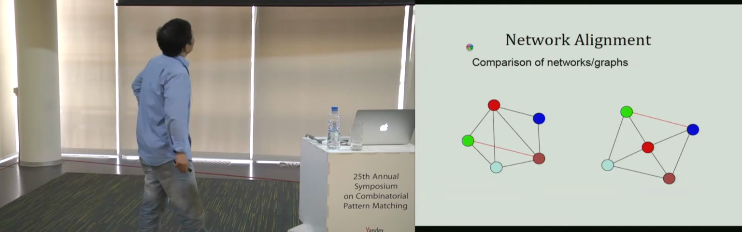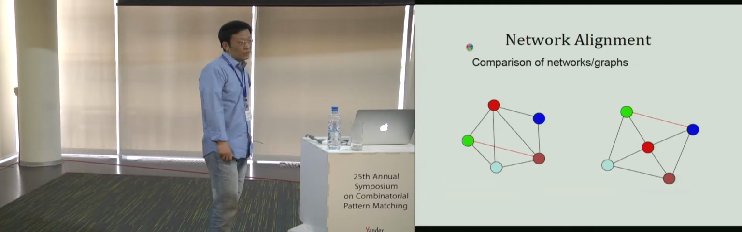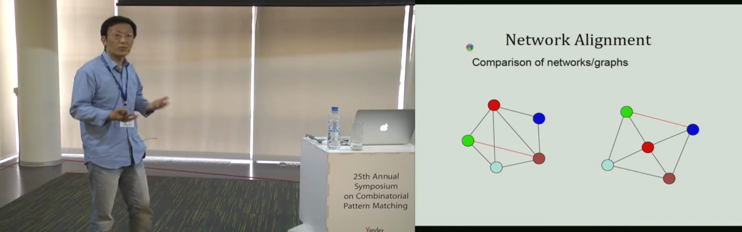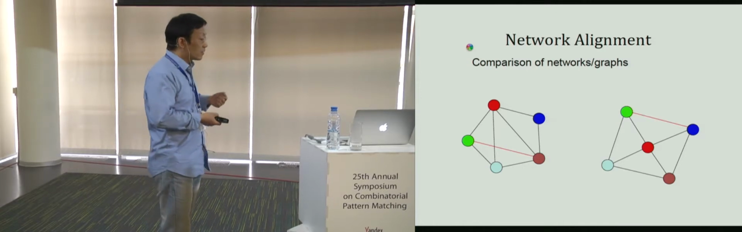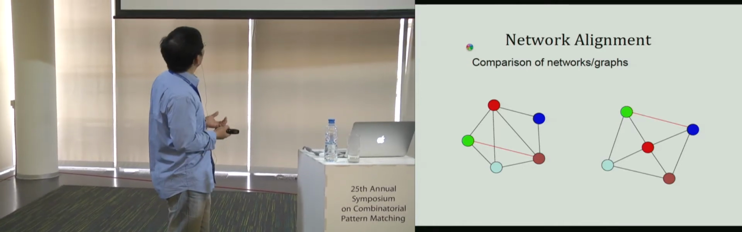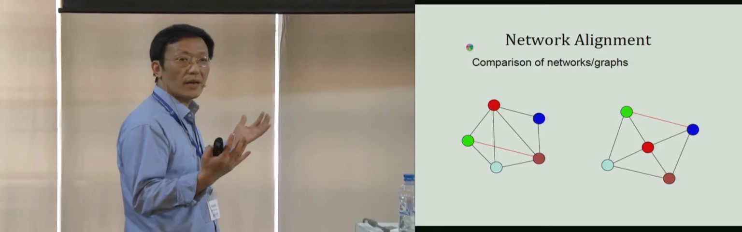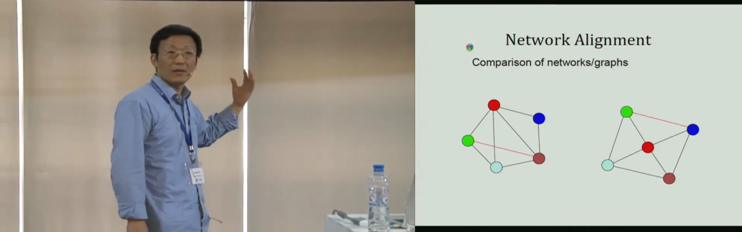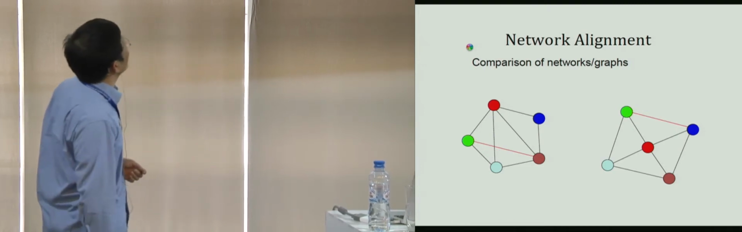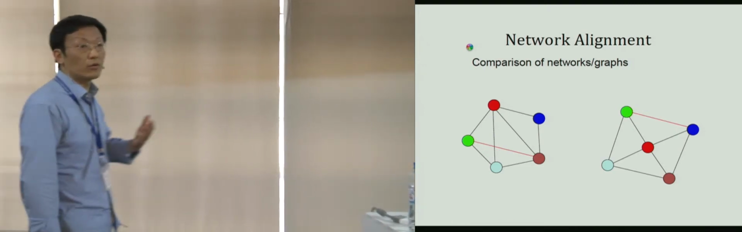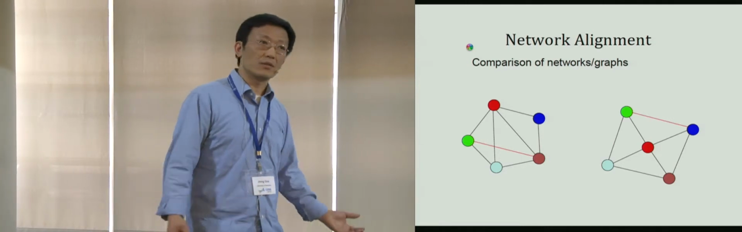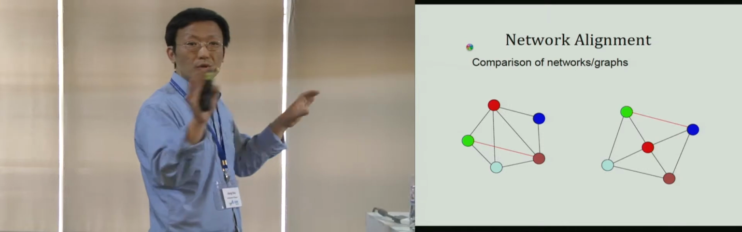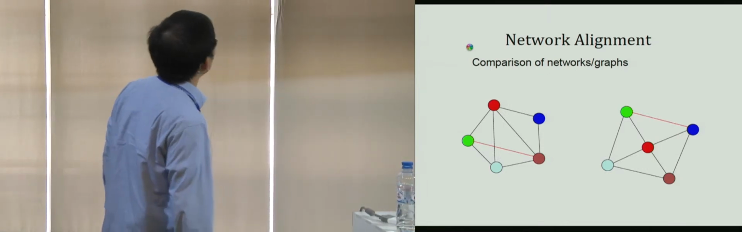The problem we consider is the comparison of two graphs, which you can also call networks. Given two graphs, we want to say how similar the second graph is to the first one. In biological applications, it's often called network alignment. We want to find a correspondence between the nodes of the two graphs or networks.